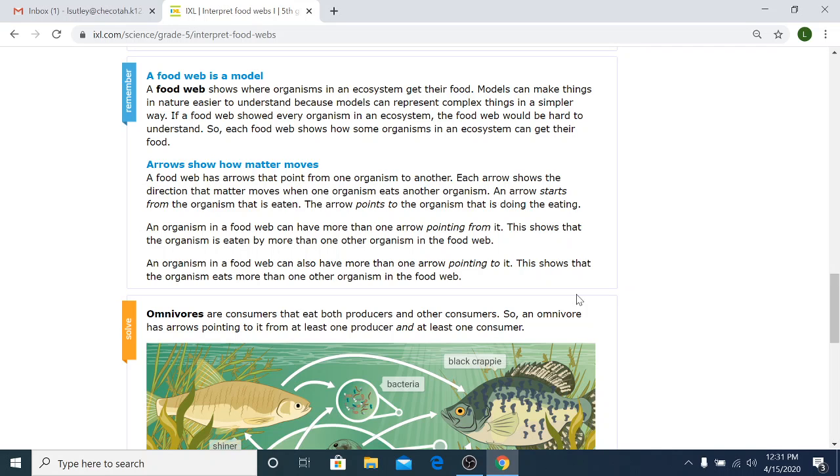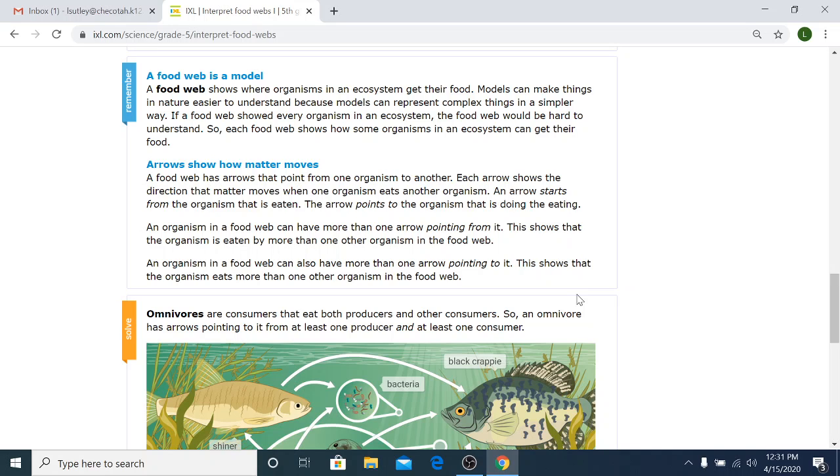A food web is a model. A food web shows where organisms in an ecosystem get their food. Models can make things in nature easier to understand because the models can represent complex things in a simpler way. If a food web showed every organism in an ecosystem, the food web would be harder to understand. So each food web shows how some organisms in an ecosystem can get their food.